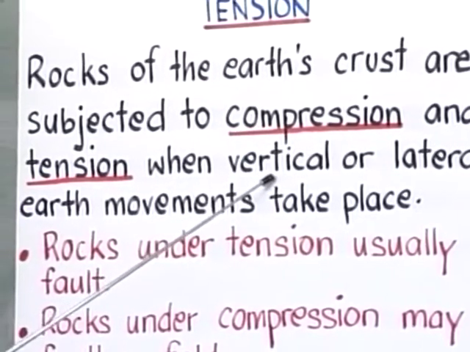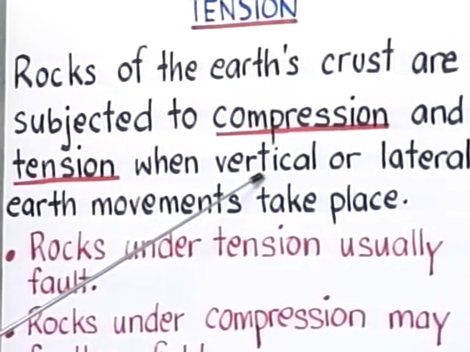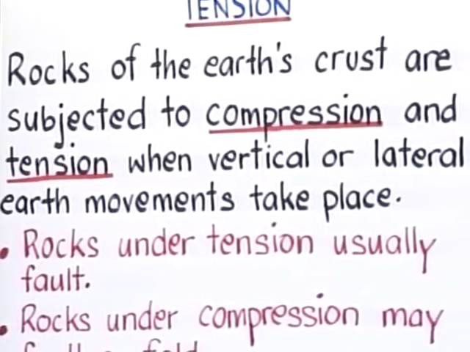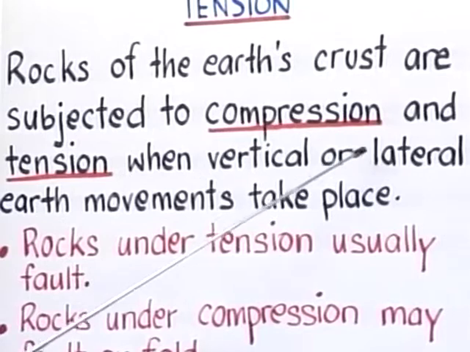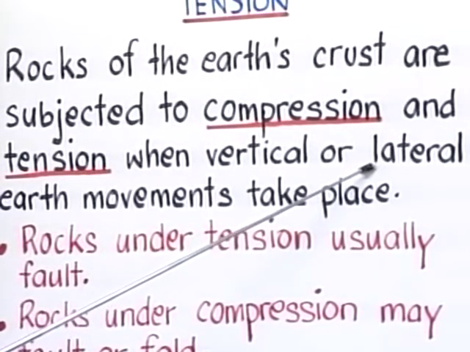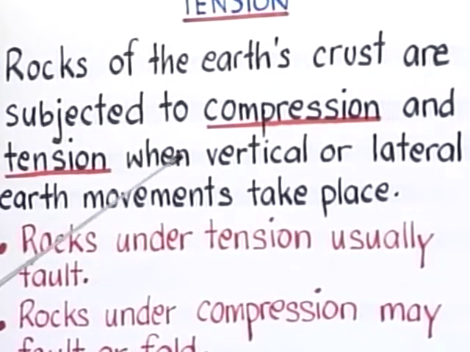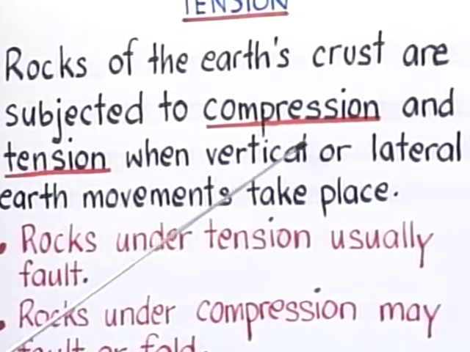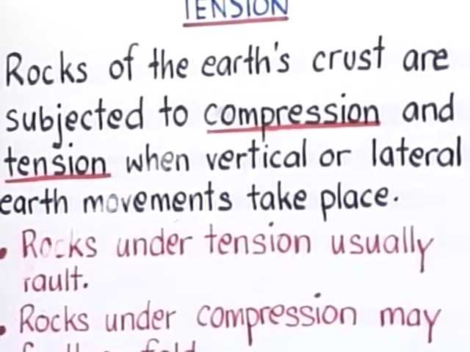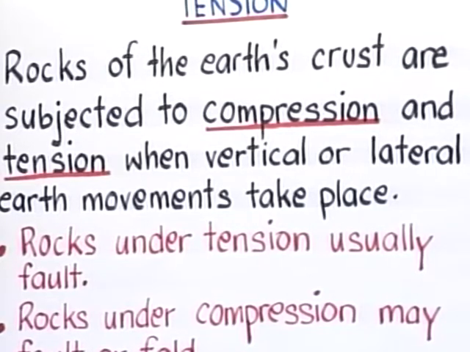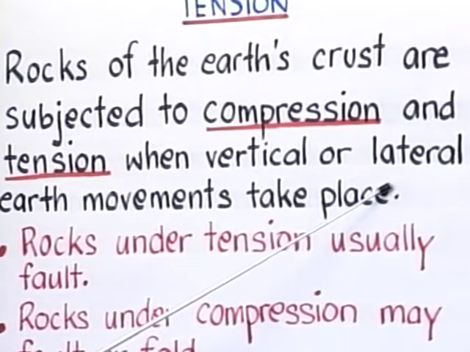When we talk about vertical earth movements, we are looking at the displacement, especially of rocks on the Earth's surface, up or down. When we talk about the lateral earth movements, we are looking at displacement of the Earth's rocks sideways. Okay, and if we've looked at plate movements, especially in continental drift, we found out that continents were actually moving away from each other or towards each other, and that movement can be classified as lateral movements.